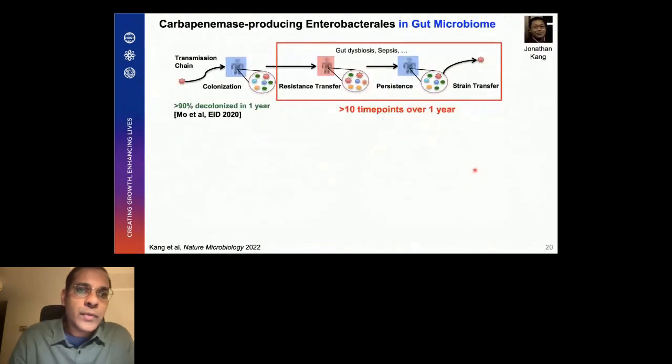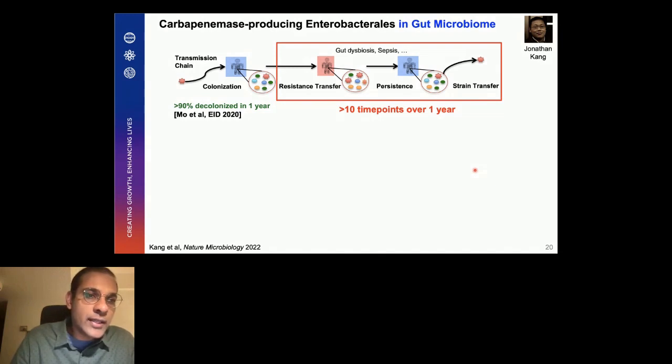In this situation where the microbiome recovers, of course, we would hope that colonization resistance sets in and prevents the colonization of multi-drug resistant bacteria. But often this may not happen, and so when recovery fails, we would like to understand the mechanisms by which carbapenemase-producing Enterobacterales, which is an important class of multi-drug resistant bacteria, can persist in the gut microbiome.